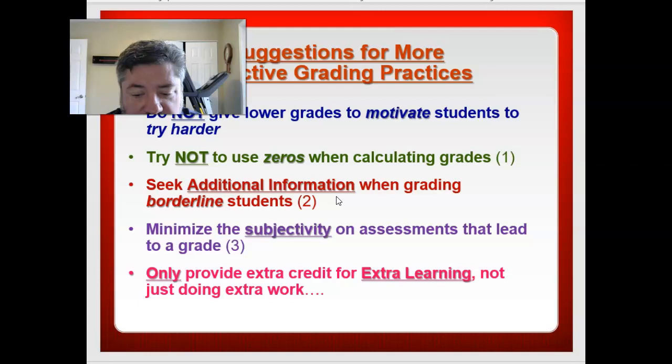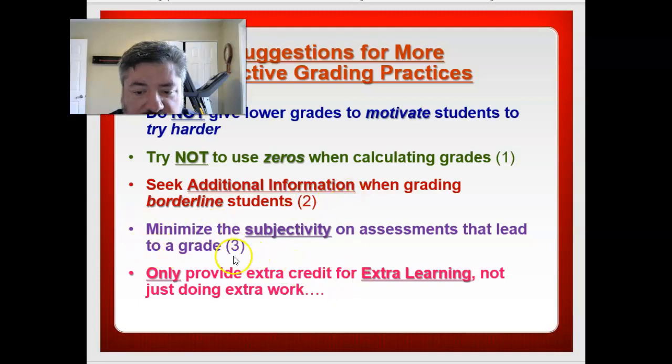Seek additional information when grading those borderline students. What do you need to know or see from the student to move them up or down a level if they're right in the middle? Right? So maybe have them do some different opportunities, ask some follow-up questions. If it's based on gameplay, maybe ask them a couple rules questions. And that might be able to help you determine which level they go in.